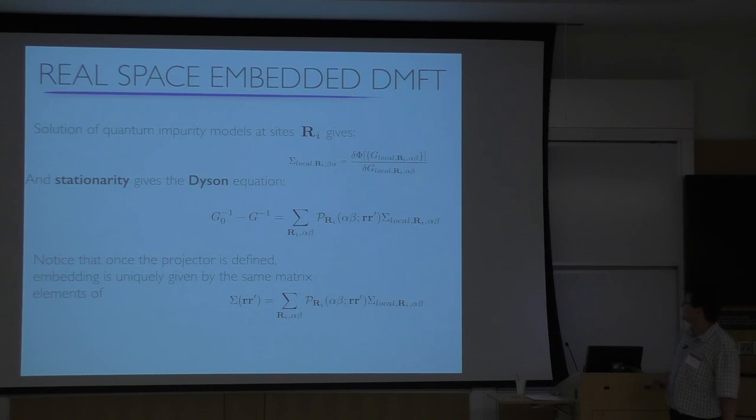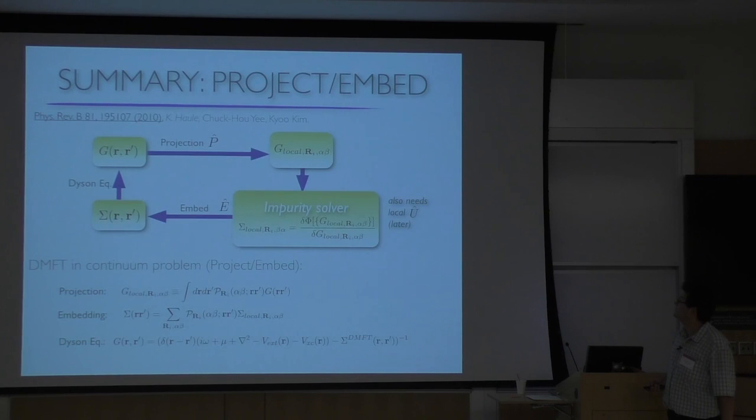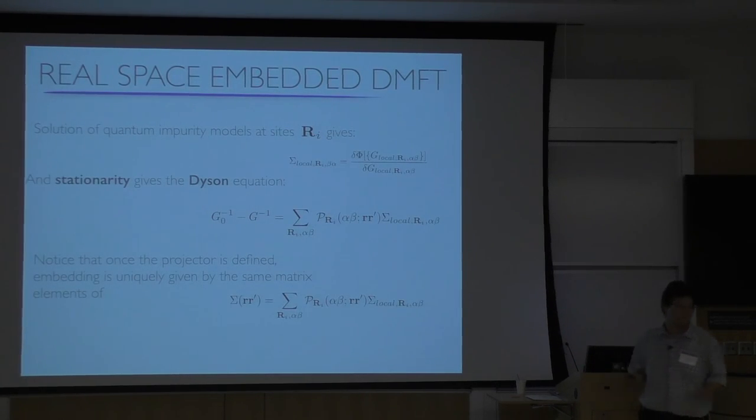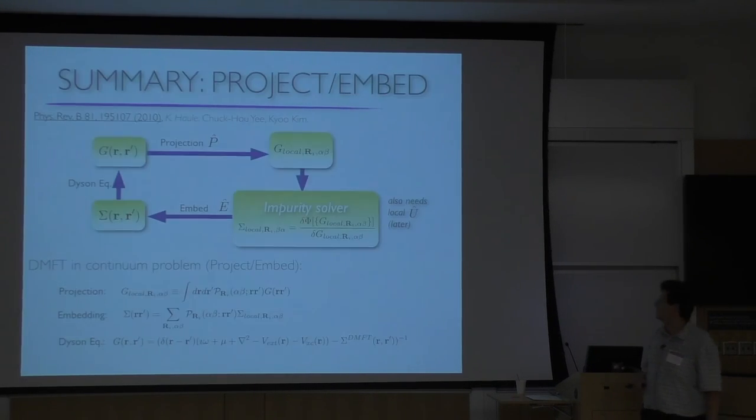Once you have the self-energy in real space written like this, you have the standard Dyson equation, and you get your approximation for the Green's function from knowing your G zero. Quite straightforward. To summarize this part: if we have our best approximation for the Green's function in real space, we first project to local degrees of freedom, whatever we believe is important. Then we use our impurity solver to calculate the self-energy for these local degrees of freedom, for discrete orbitals alpha beta. Once we have that, we embed back the self-energy. An important point is that this embedding is done with the same matrix elements P of the projector. So there is no freedom here. You embed, you get the self-energy, and then you just do the usual Dyson equation, the same thing as in DFT, to get the Green's function. And that's the self-consistent loop that one needs to solve.